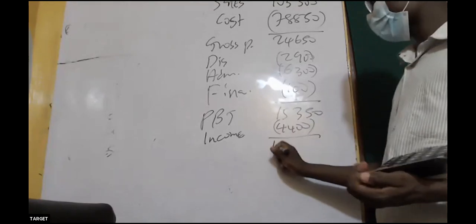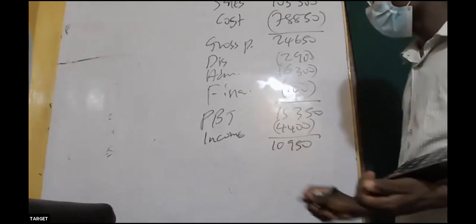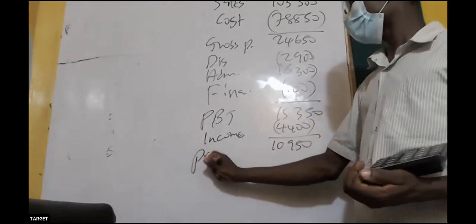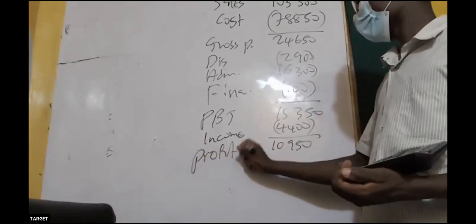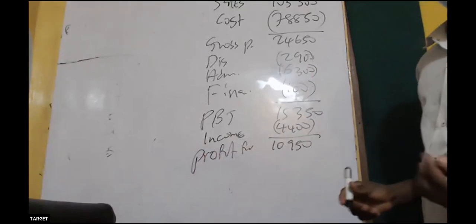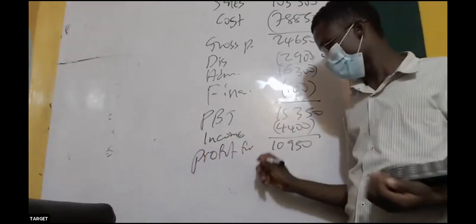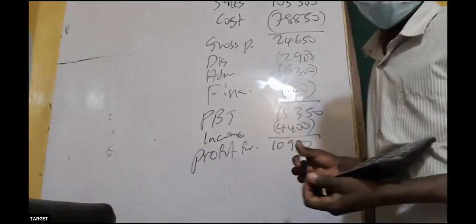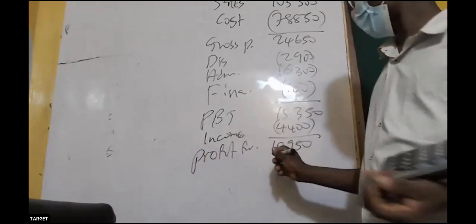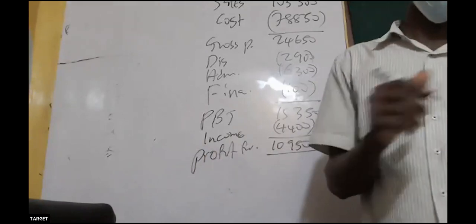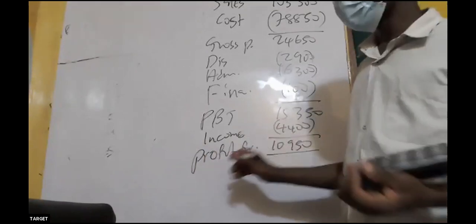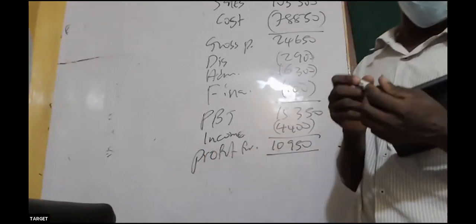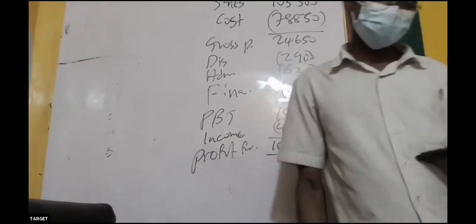So 10,950, right? That is my profit for the year. If you don't get this, you will not understand profit for the year. Now, when you get 10,950, then you underline it and relax for a while. Then you write OCI, other comprehensive income, right? Okay, so the other comprehensive income.